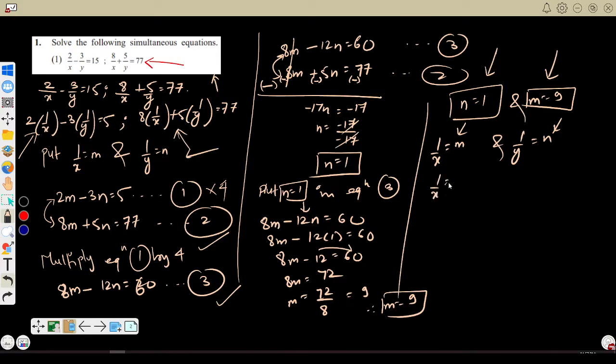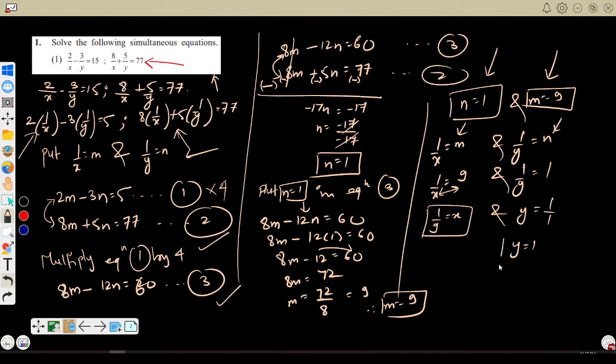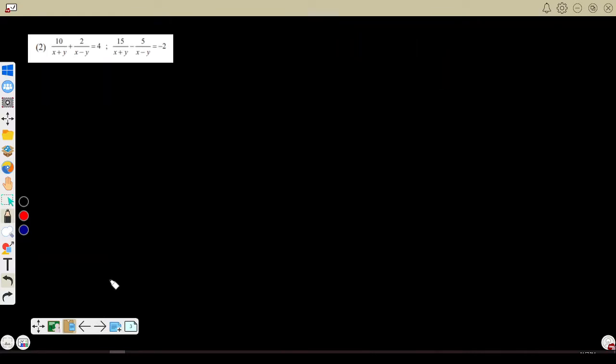So this will be 1 upon x is equal to, in place of m I will write 9, and 1 upon y is equal to, in place of n you will write 1. So just multiply this, or will not multiply this, just shift the places. So this will be 1 upon 9 is equal to x and y is equal to 1 upon 1, which means 1 itself. So y is equal to 1. So now I have the values of x and y. So I can say the required solution is x is equal to 1 upon 9 and y is equal to 1. I hope this method is clear to you. Moving on to the next sum.